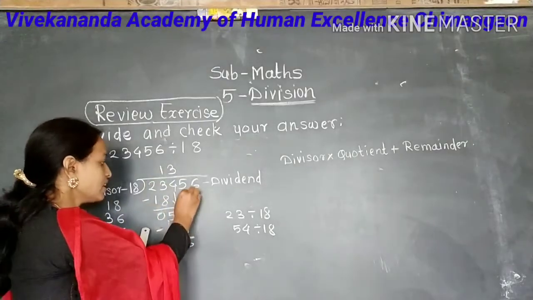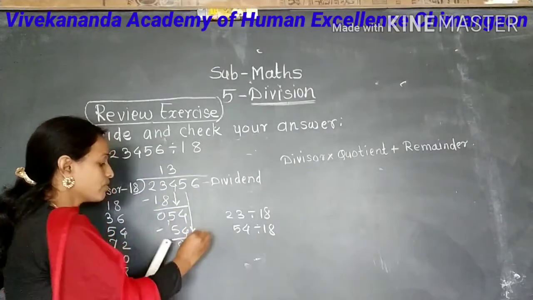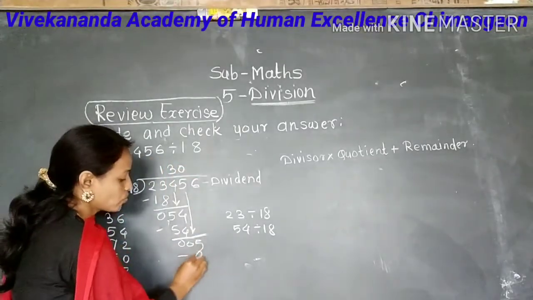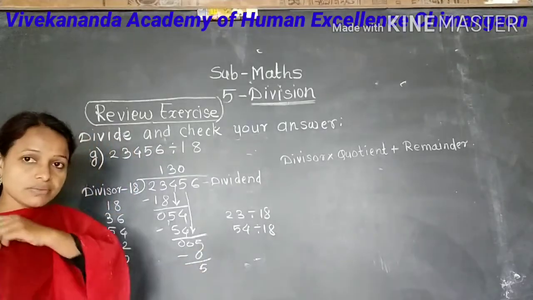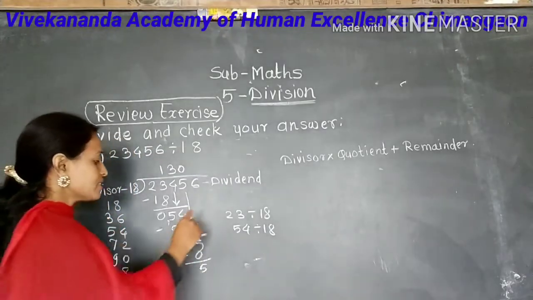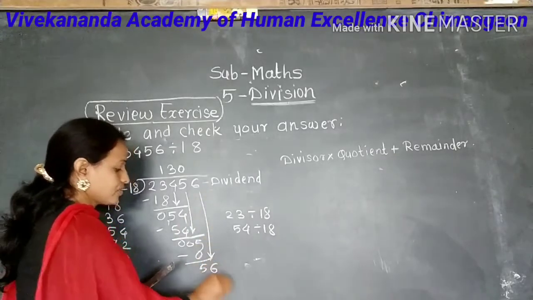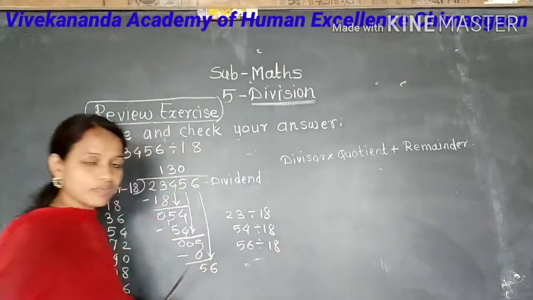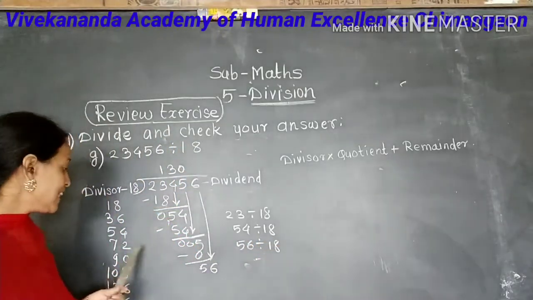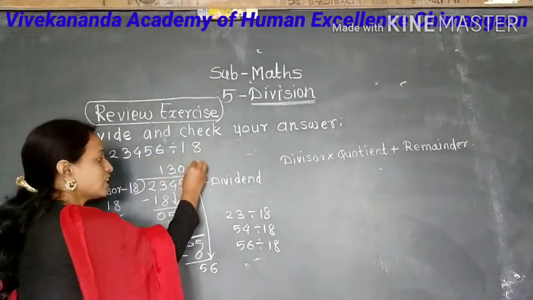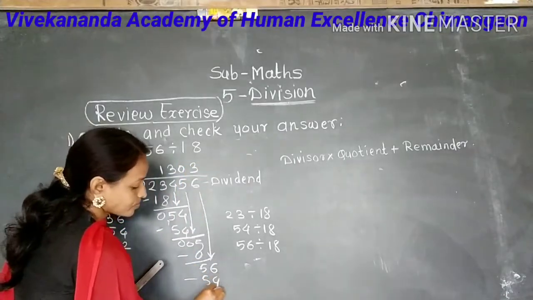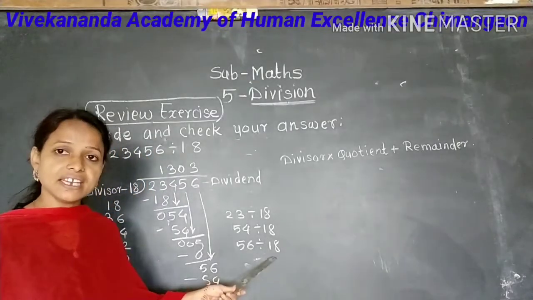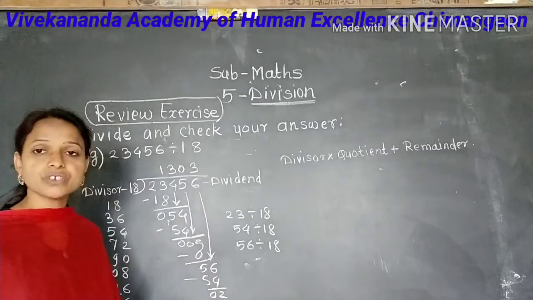Now the next digit is 5. We bring it down. 5 is less than 18, so the quotient will be 0. In this way, we get remainder 5. Next digit is 6. Now we will divide 56 by 18. By dividing 56 by 18, it gives us quotient 3. So 3 we write in the ones place. So here we divide 56 by 18, it gives us quotient 3 and remainder 2.